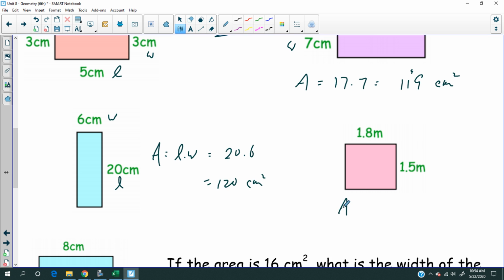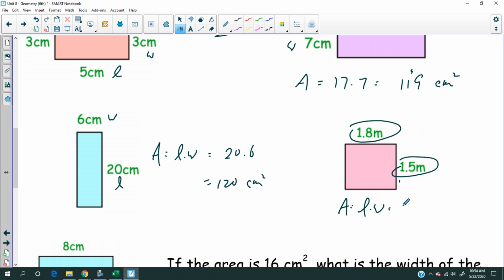All right, this one, again, see how I keep rewriting the formula? Length times width. Now, I picked this question for a reason. I picked this question because you might look at this and say it's a square. You can't assume that. You have to look at the actual numbers. Okay, that's why. So that makes this a rectangle.